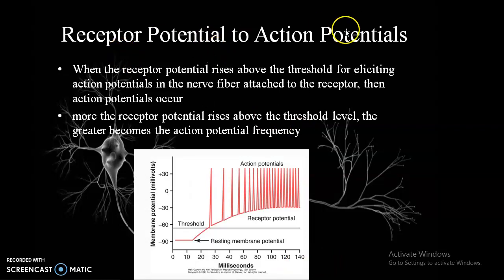Now, receptor potential to action potential. How is receptor potential capable of eliciting an action potential? There is a particular threshold level for the receptor potential. When the receptor potential rises above that threshold level, it elicits an action potential in the nerve fibers attached to the receptor. The more the receptor potential rises above the threshold level, the greater will be the action potential frequency. This is given in the graph here.